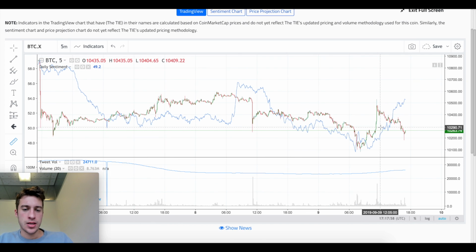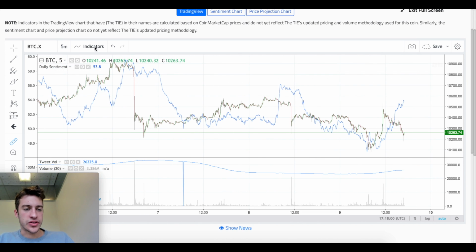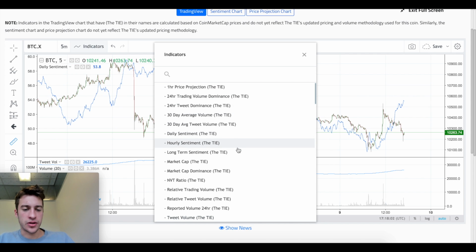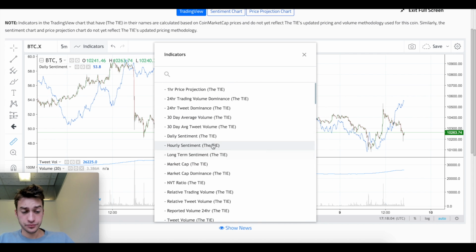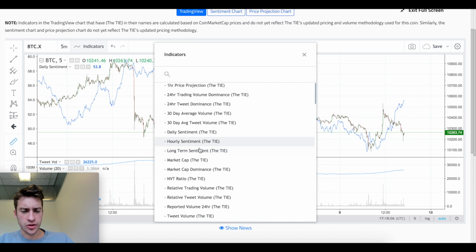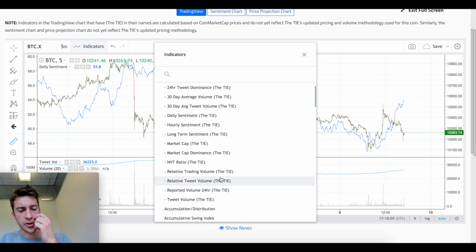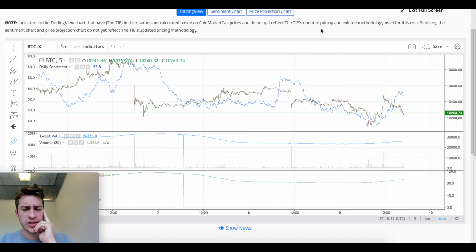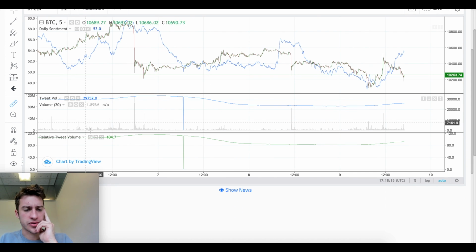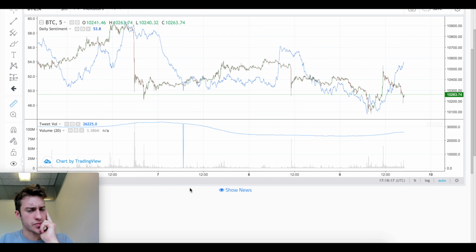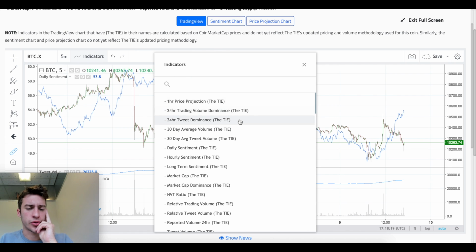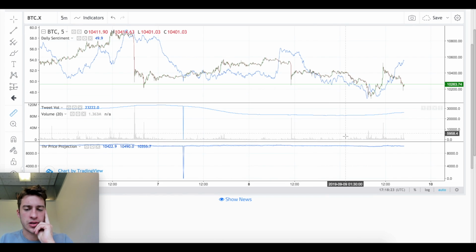Okay? This is not the only indicator that these guys have. They have many other private indicators as well. Like you can look at NVT ratio, long-term sentiment, relative tweet volume. I can click on that. I think it's the same thing as just tweet volume. Not really sure, but there's a lot of very cool indicators you can look at here. You can look at the 1 hour price projection. You can see up and how that's changing over time with its algorithm.